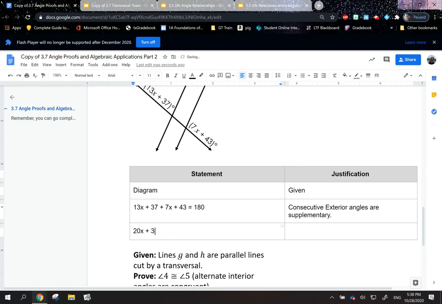Plus 43, again, I didn't touch that, I leave that alone, equals 180. Again, I leave that alone, didn't touch that. And what's my reasoning here? Well, what did I do? I combined like terms, right? So that's going to be my reasoning here. Combine like terms. And you can also abbreviate it CLT, just so you don't have to type out combine like terms. All right, so let's continue.